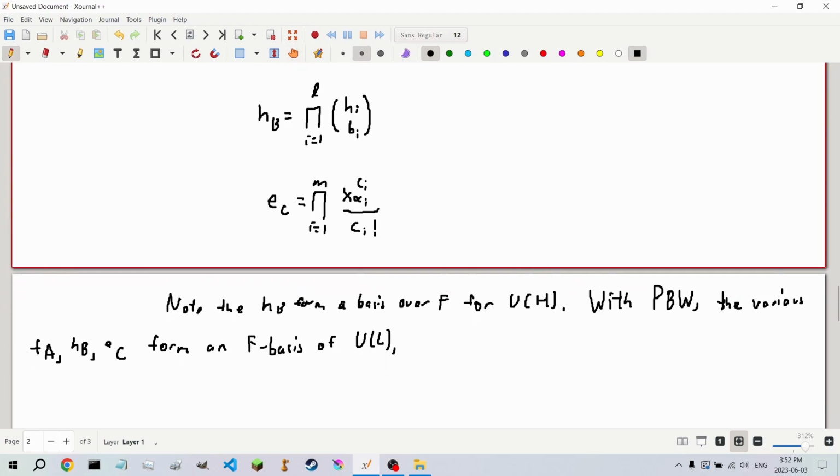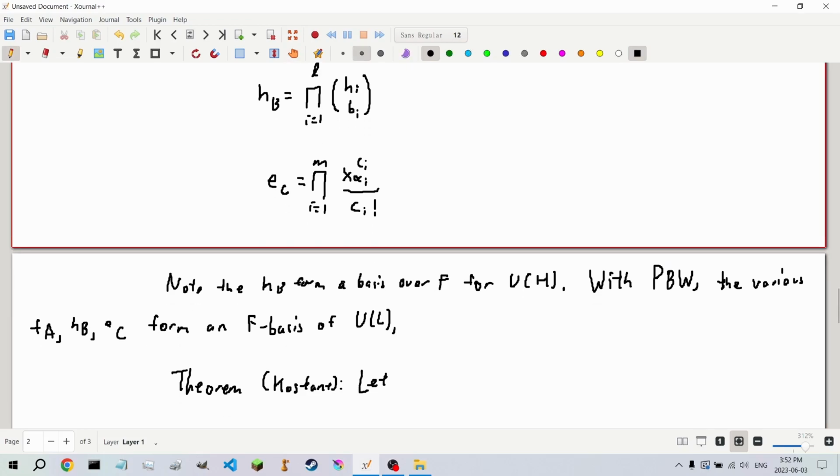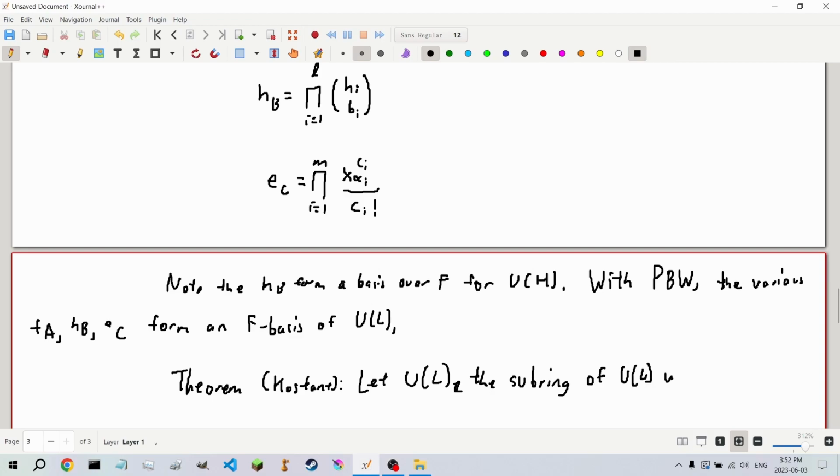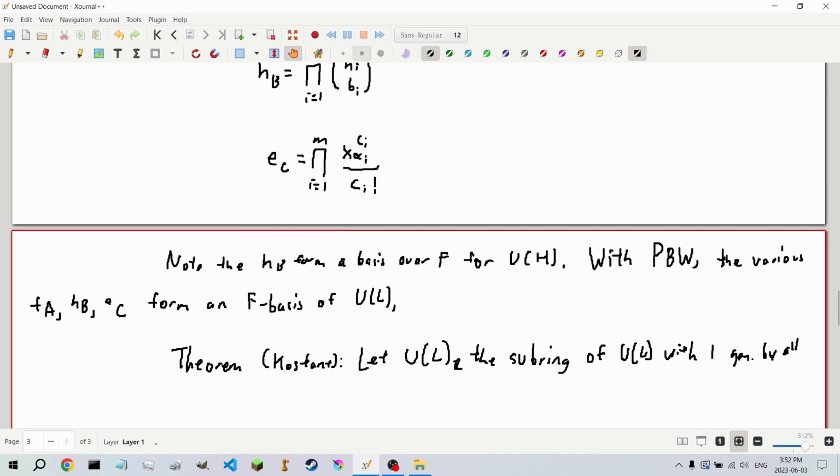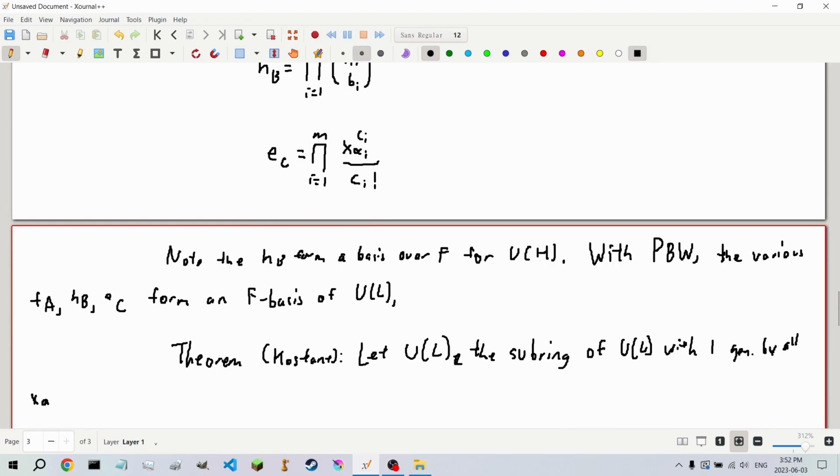This brings us on to Kostant's theorem. So we're going to let U L Z be the subring of U L with one generated by all x alpha to the t over t factorial, where alpha is a root and t is a positive integer, as you've seen.